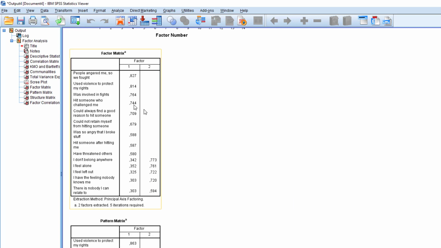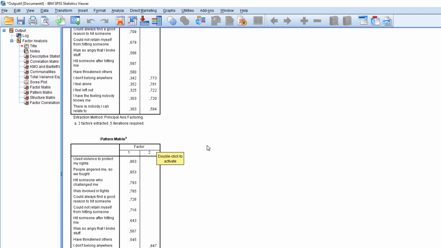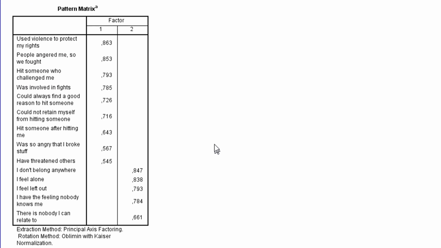We're not going to have a look at the factor loadings in our factor matrix, because this is before rotation. We used an oblique rotation to make this factor matrix with factor loadings more interpretable. So we're going to have a look at the pattern matrix. And in the pattern matrix, you can already see that there are indeed 2 distinct factors, 2 latent constructs. The first factor measures aggressiveness. These are all the 9 items that pertain to aggressiveness. And then the second factor measures loneliness. So these are the 5 items that tell us something about loneliness.